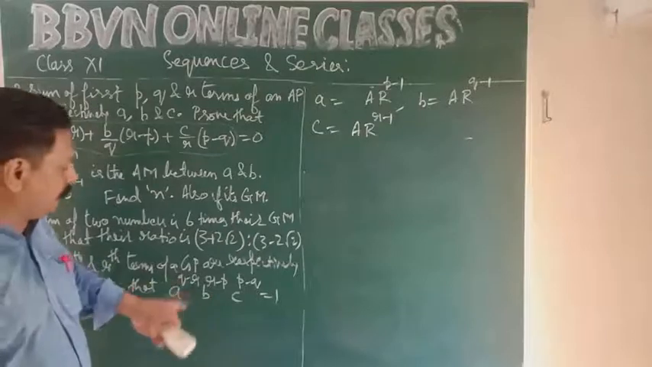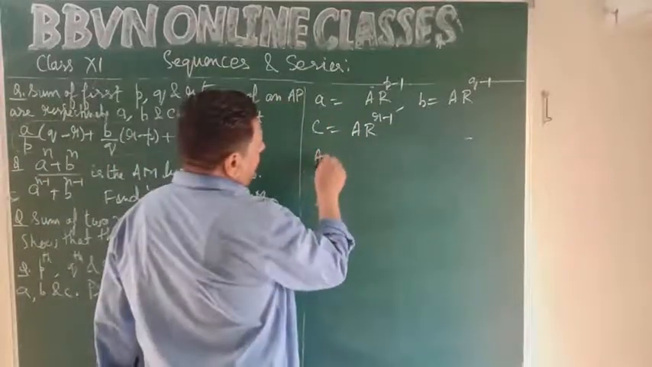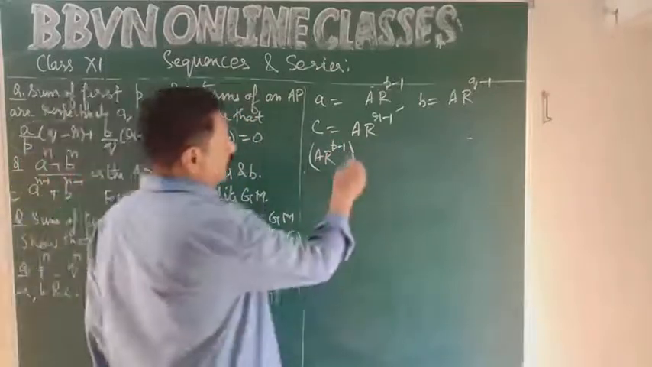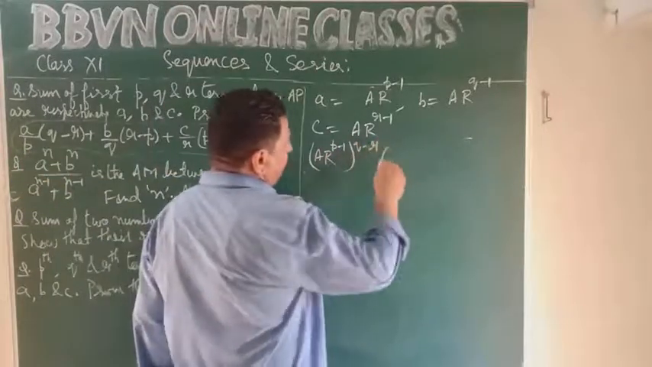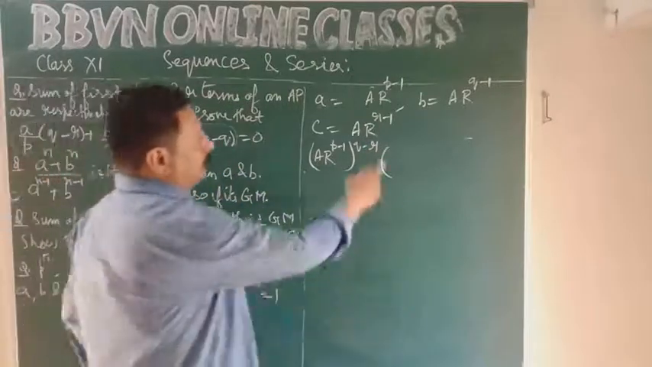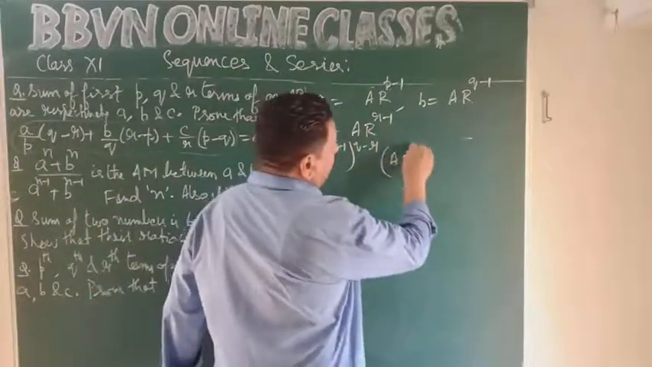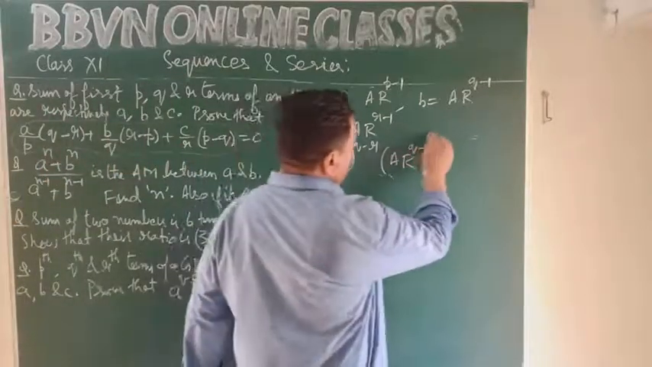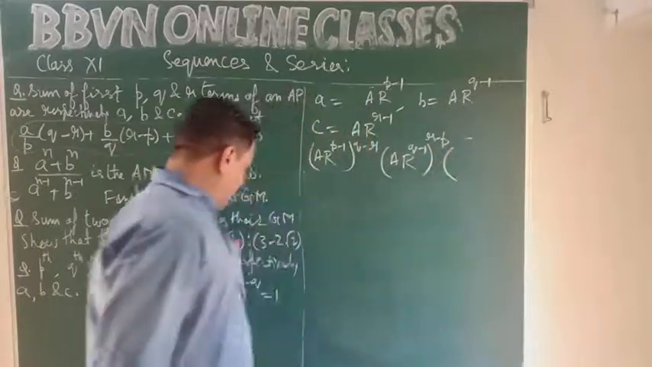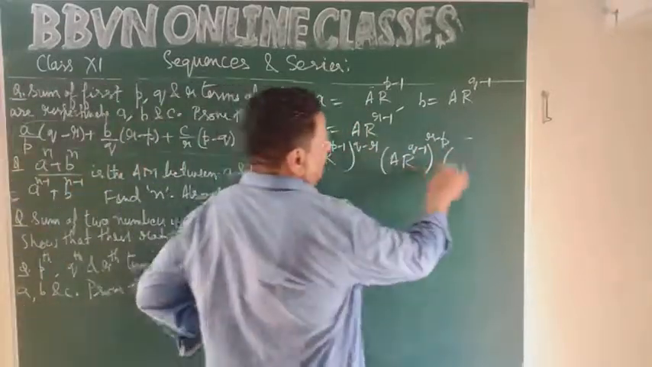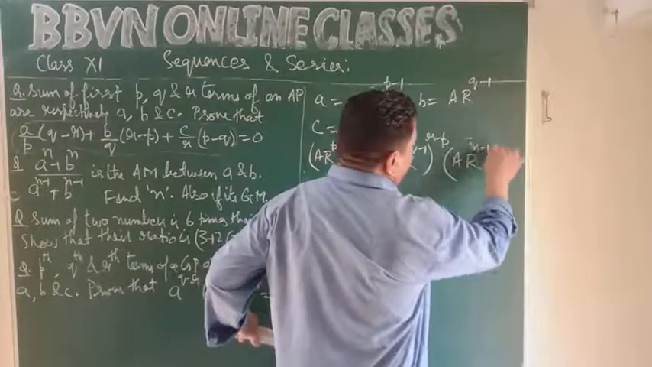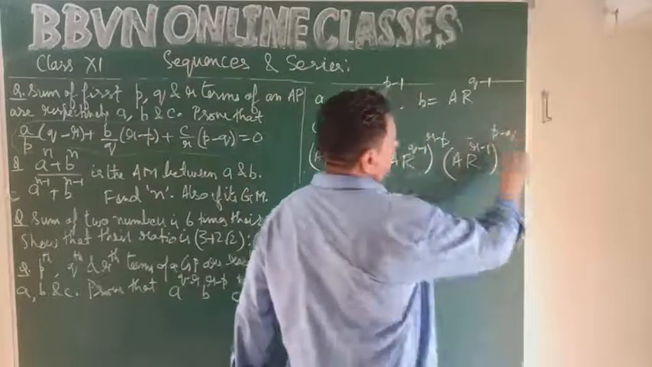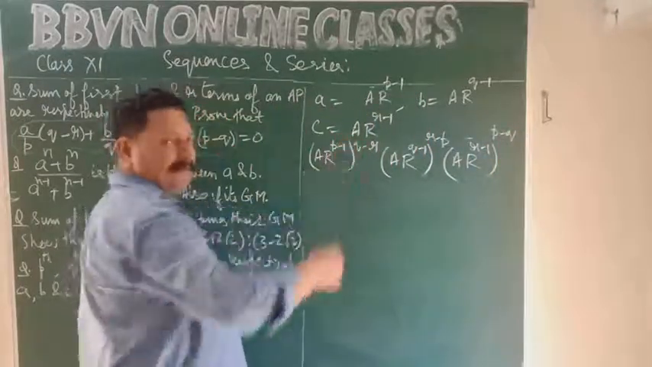a to the power q minus r. What is a? A r to the power p minus 1 whole to the power q minus r, multiplied by b. What is b? A r to the power q minus 1 whole to the power r minus p, multiplied by c. What is c? A r to the power r minus 1 whole to the power p minus q. I have taken LHS. Now when there is power over power, it is being multiplied.